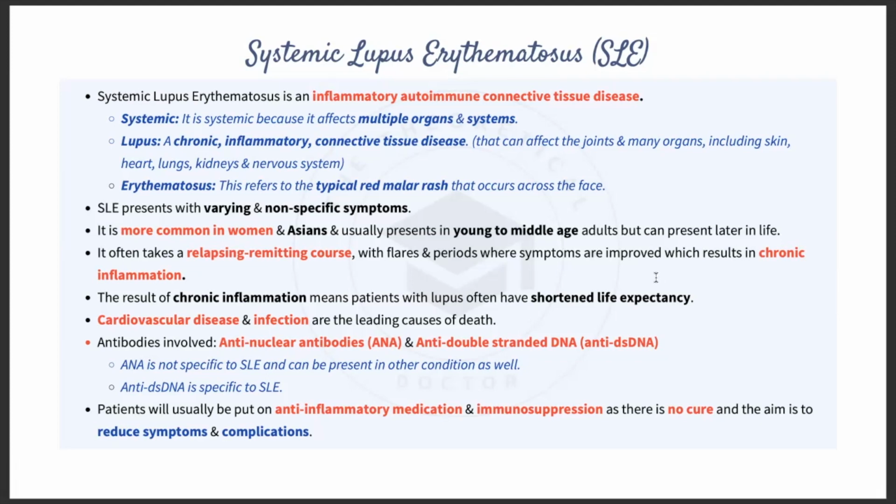So ANA is not specific to SLE because it can be presented in other conditions as well. But the anti-dsDNA is specific to SLE. Patients will usually be put on anti-inflammatory medication and immunosuppression because there is no cure. The aim here is only to reduce symptoms and to prevent the complications associated with this.